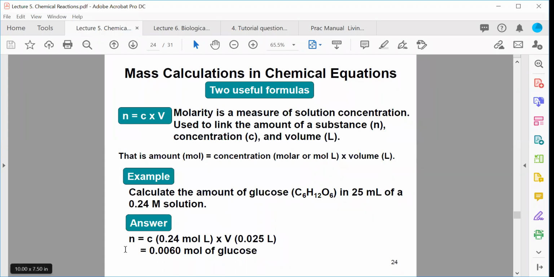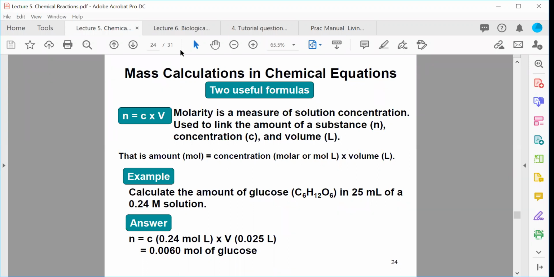All right, so the answer, we don't need to rearrange the equation at all. So number of moles, N, equals concentration, which is 0.42 moles per litre. Okay, so these are the units for this molar. Here, multiplied by volume. So we've converted our 25 mil to 0.025 litres. And the answer that you should get is 0.06 mole of glucose.